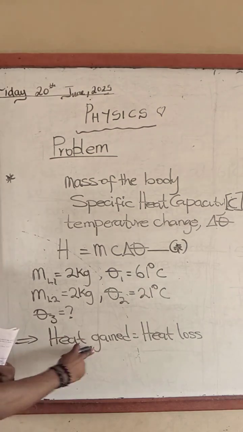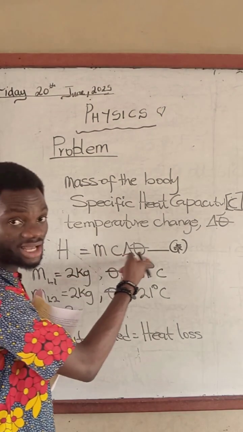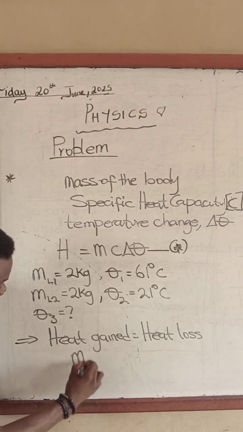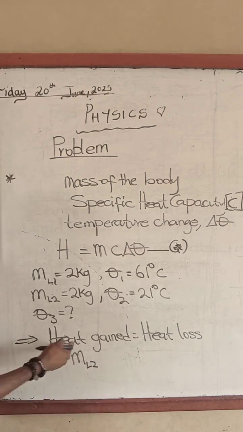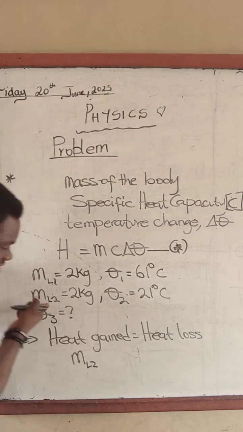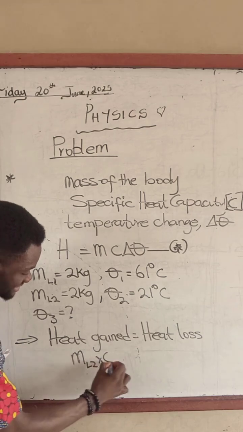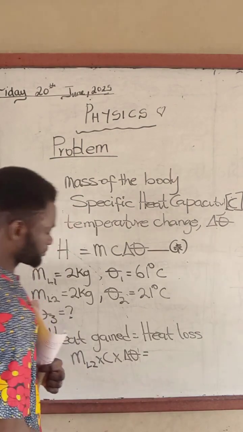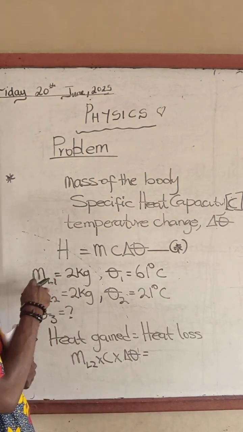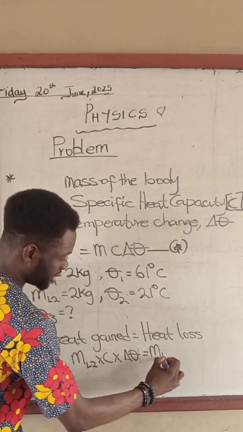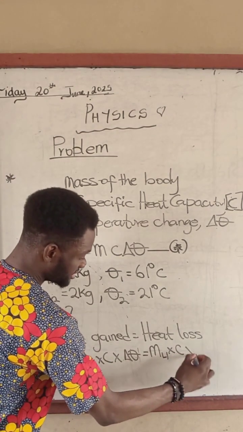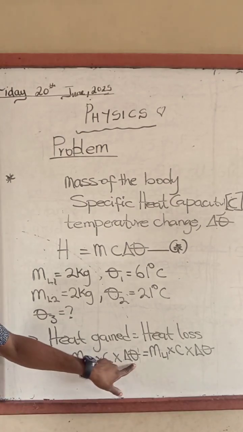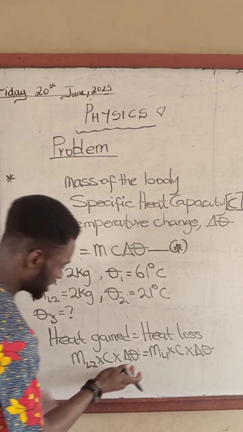And heat content I gave earlier as H equals mc delta theta. So for heat gain, it is mL2, because it is the second liquid that gains heat. So it will be mL2 times C times delta theta, equals, for heat loss, it is the first body that lost heat, so mL1 times C times delta theta. As you can see here, I wrote delta theta, so let's expand this delta theta now.